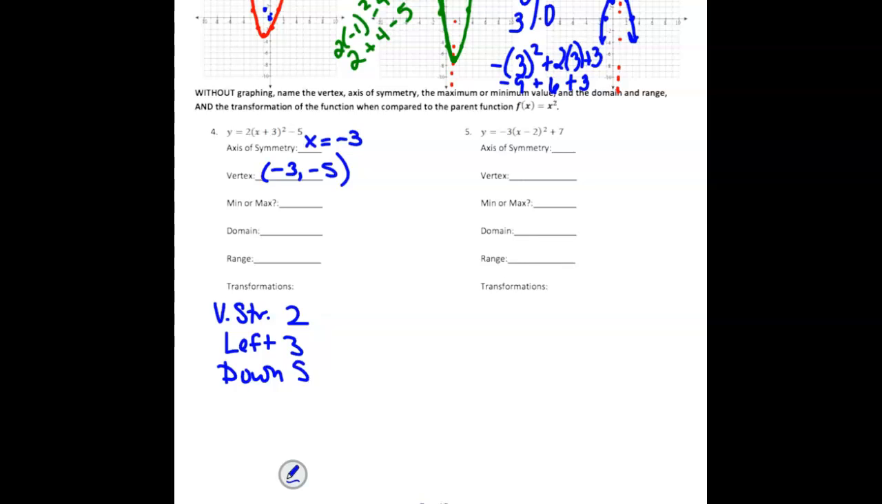Our a value is 2. We did not reflect this over the x-axis, so our parabola should open up, which means we are going to have a minimum of negative 5, our y-coordinate of our vertex. Domain is always all reals, and since negative 5 is a minimum, we're going to say the range is everything greater than or equal to negative 5. All right. You guys pause the video and try this next one.